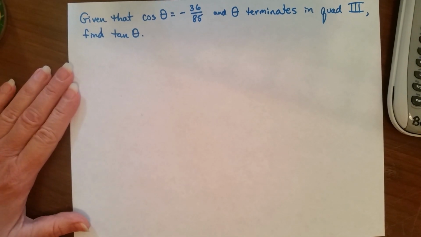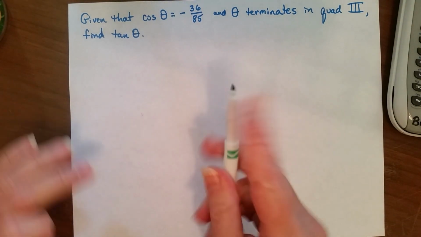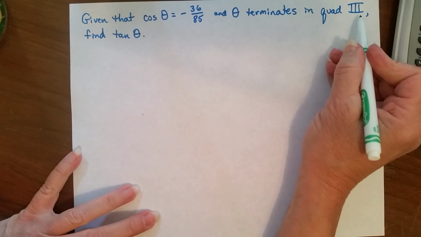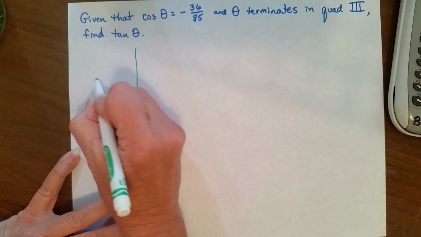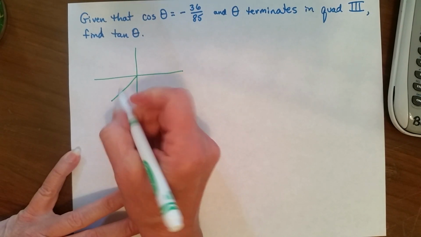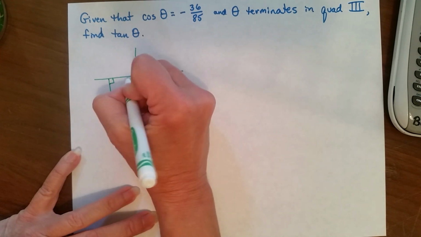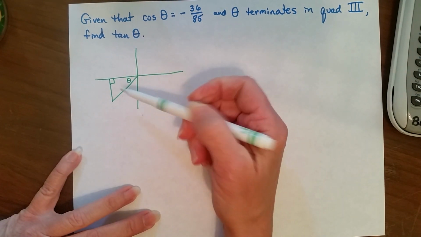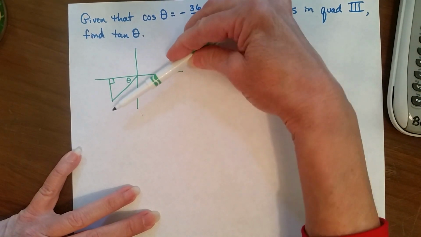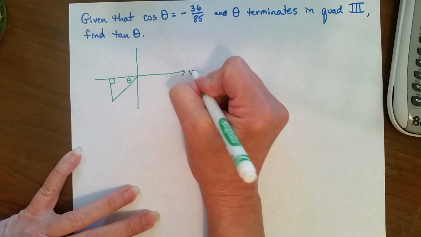Okay, given that the cosine of theta is negative 36 over 85 and theta terminates in quadrant 3. Okay, here we go. Theta terminates in quadrant 3. Here's quadrant 3. Make your right triangle like that. Here's theta. Theta is always the angle that's formed from the terminal side to the x-axis.